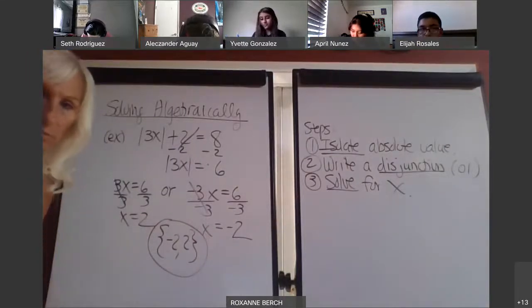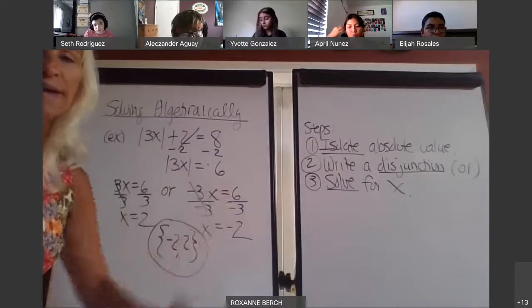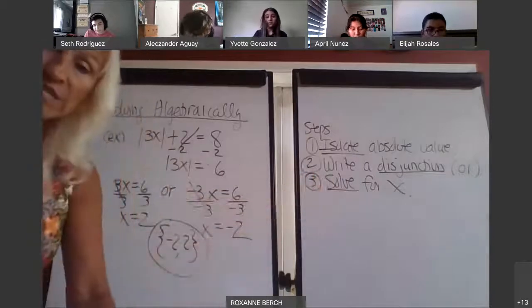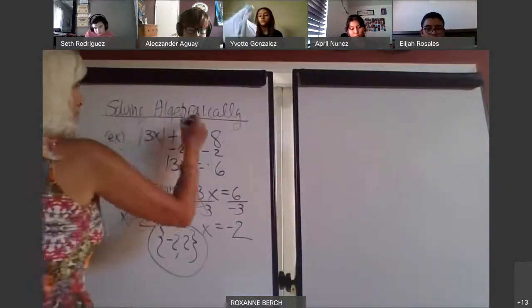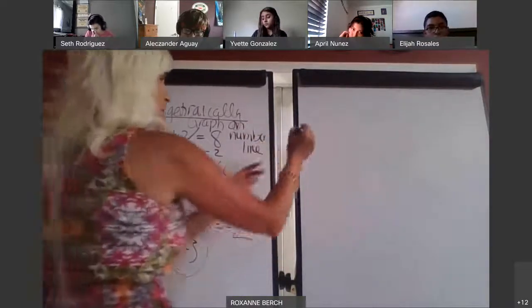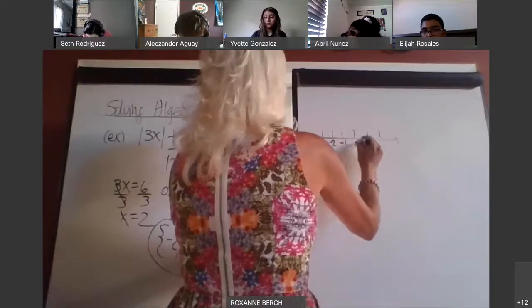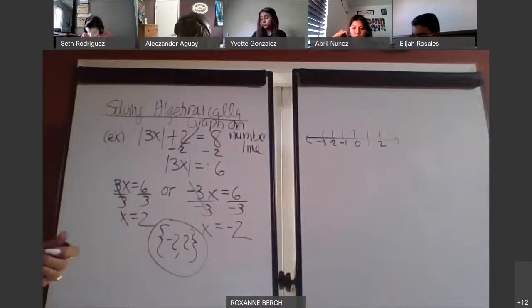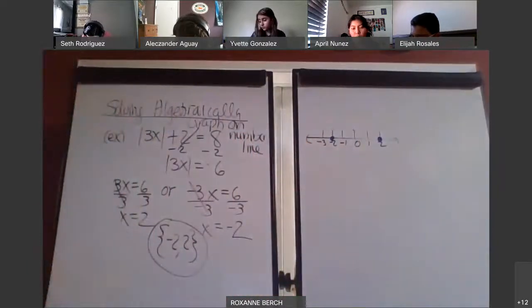Now, I want to talk about this for a second. You notice how there's no y? We're not in two dimensions, so we're not in the Cartesian coordinate plane. We're on a number line. So if they ask you to graph the solution, they may say solve and graph on a number line. Draw the number line. Label the number line. And you'll graph the points on the number line. So negative 2. Okay, any questions about solving an absolute value equation algebraically?